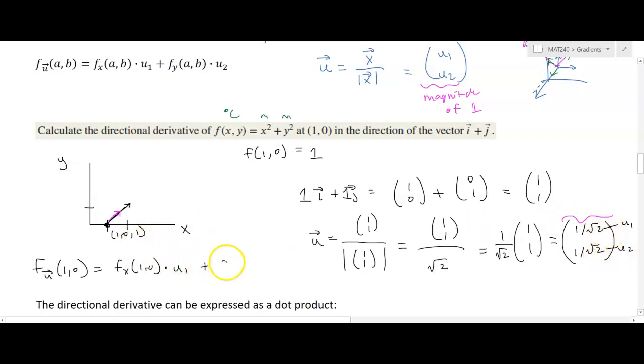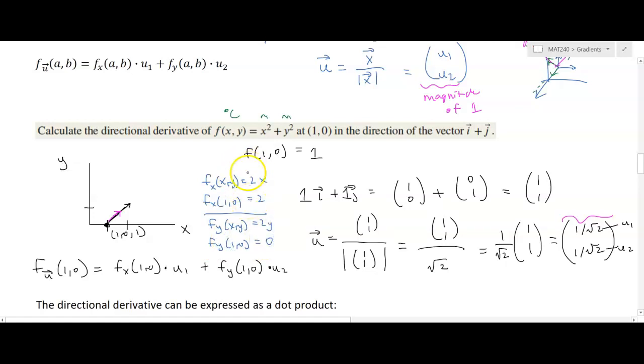Plus, we need to add to that f sub y at (1, 0), multiplied by u sub 2. So the partial derivatives of this guy are f sub x of xy is 2x, which means f sub x, when you plug in your current point, is going to be 2. And then f sub y of xy is 2y. And since y is 0, f sub y at (1, 0) is simply going to be 0.